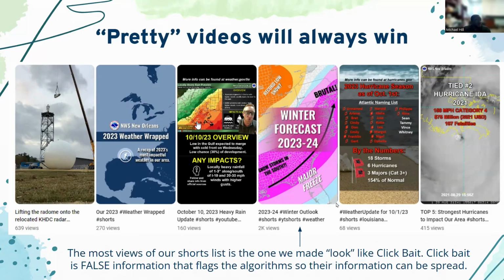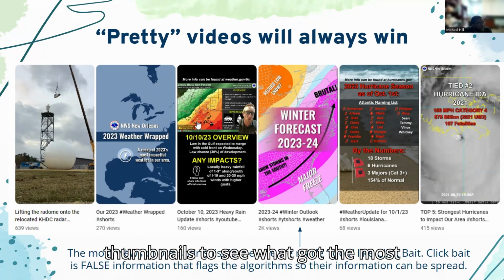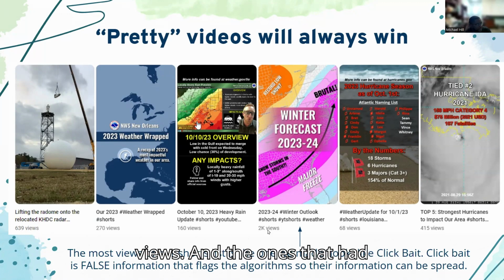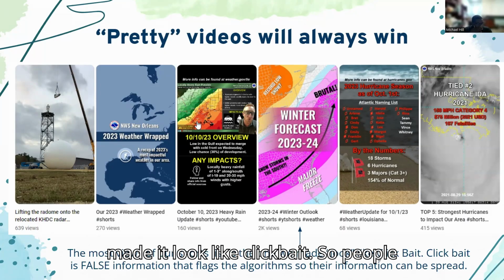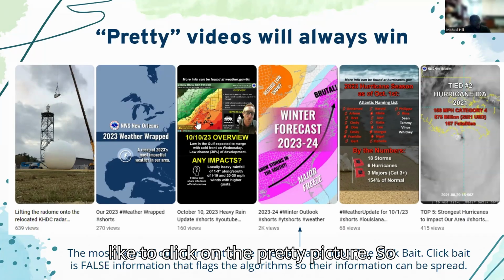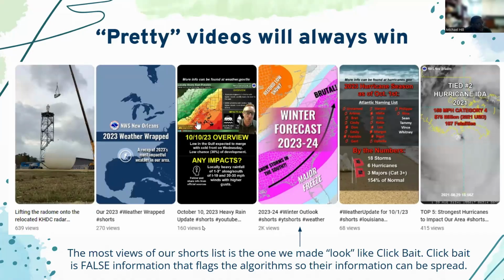Okay. This is something that New Orleans did: they put different pictures on their thumbnails to see what got the most views, and the ones that had a shocking headline got the most views because it made it look like clickbait. So people like to click on the pretty picture. So this one was made to look like clickbait, and they got that many views versus that.